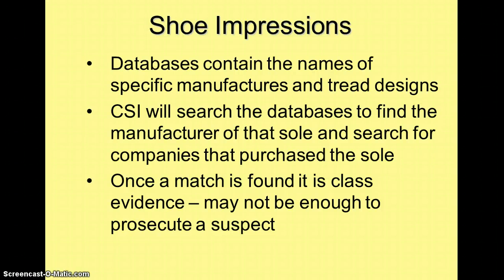There are databases out there that contain the names of specific manufacturers and their tread designs. A CSI investigator will search the databases to find the manufacturer of that sole that was found at a crime scene and search for companies that purchased the sole, such as Nike. Once a match is found, it is class evidence. This may not be enough to prosecute a suspect as of yet.